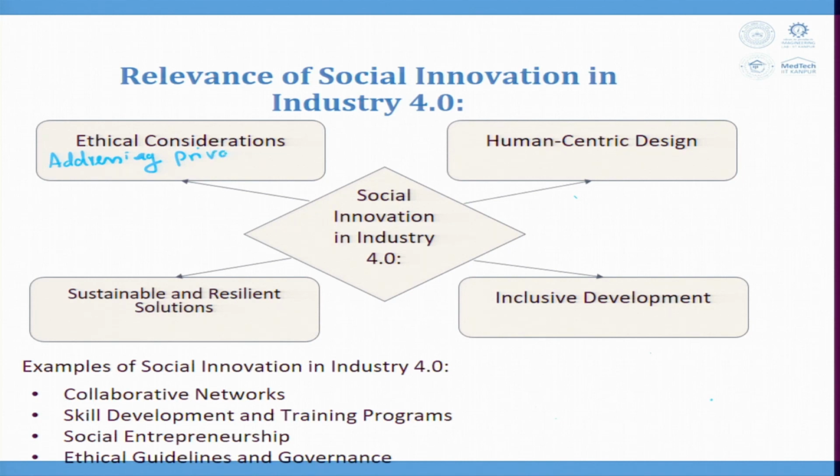Under ethical consideration, we have addressing privacy and data protection along with bias. These are the important things which have to be considered under ethical consideration. When we talk about human centric, it is more of prioritizing human needs and values. So, human centric is nothing but mass customization.